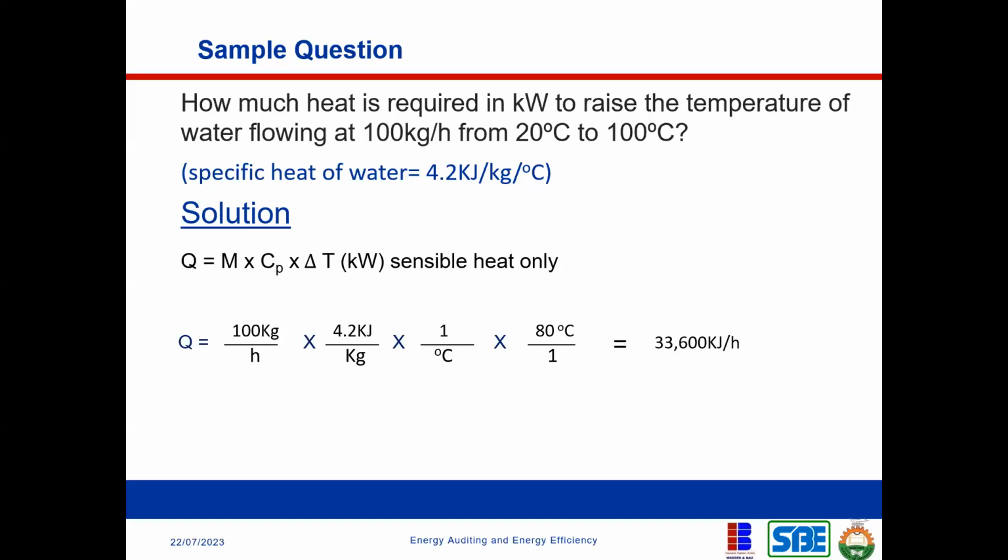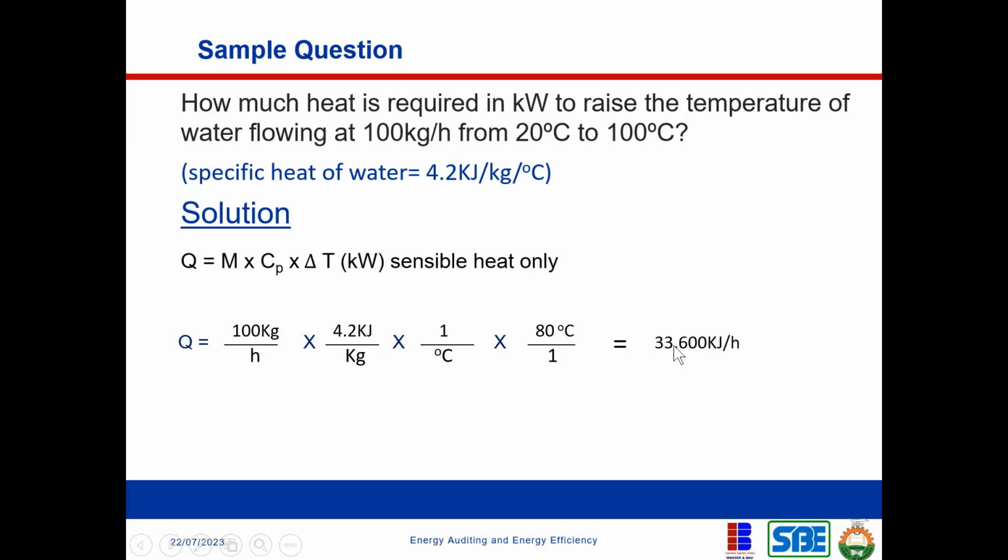Okay, so like I already told you, it is a sensible heat. So this is the equation for sensible heat: mass flow rate times specific heat capacity of water times change in temperature. So change in temperature is what? 100 minus 20. That is the change in temperature. What is your specific heat capacity? 4.2. What is your mass flow rate? 100. So you put all of this in the equation, and then you have your answer.